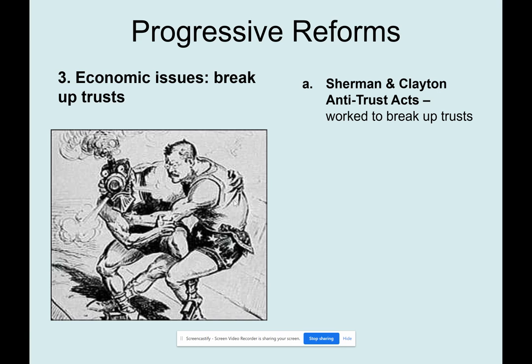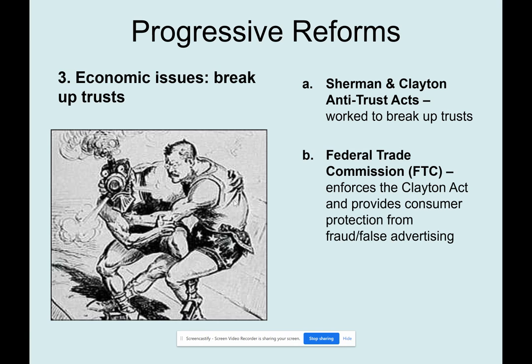During this period is the first time that we have antitrust acts come out at the federal level. So the first one is called the Sherman Antitrust Act. That is followed up with the Clayton Antitrust Act, which actually forms the foundation for antitrust legislation that we have now. Both of those were intended to break up these large monopolies and try to increase competition.